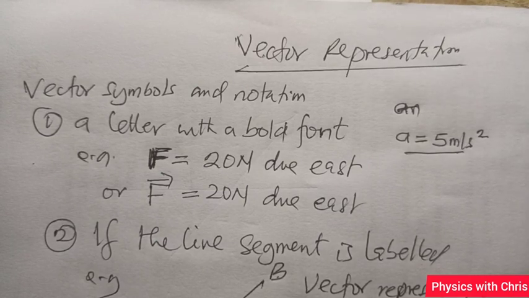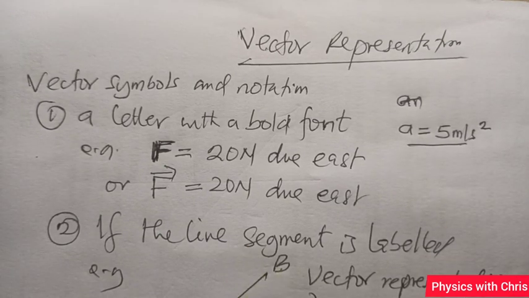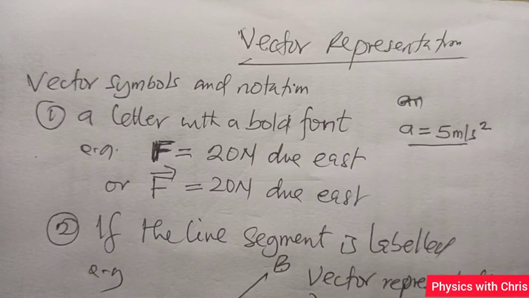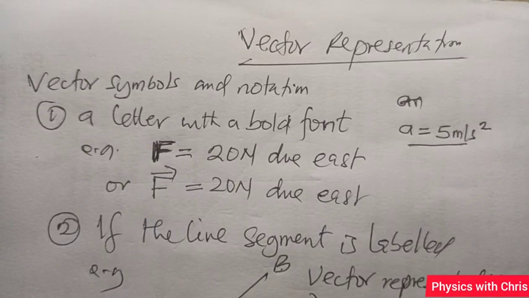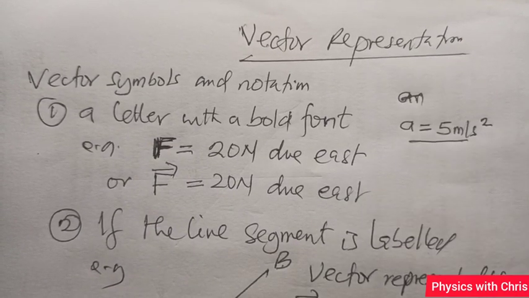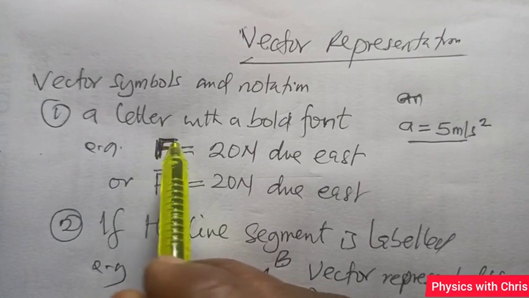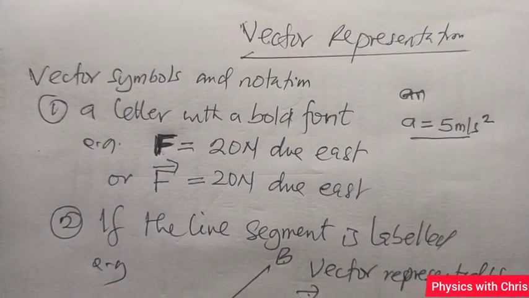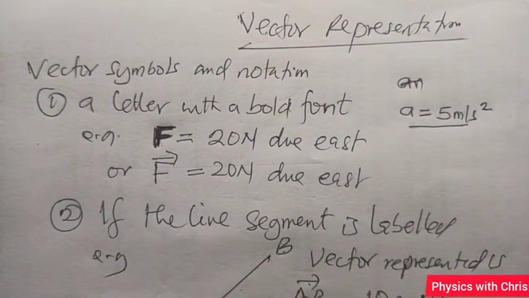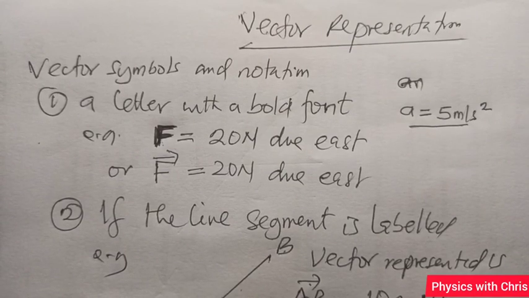Now, if I must represent a vector, what are the symbols we use? Number one, we use a letter with a bold font. For instance, a force of 20 Newton due east is represented using letter F with a bold font, or we can use letter F with just an arrow over it.